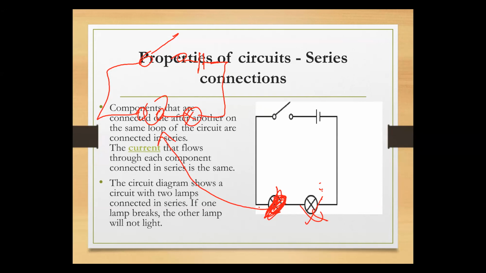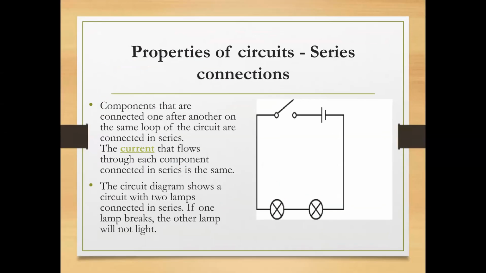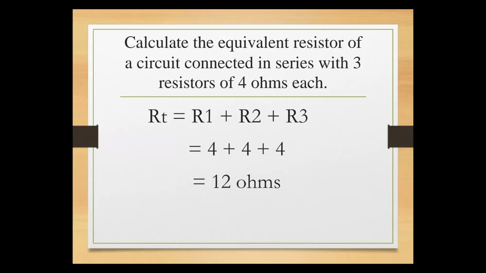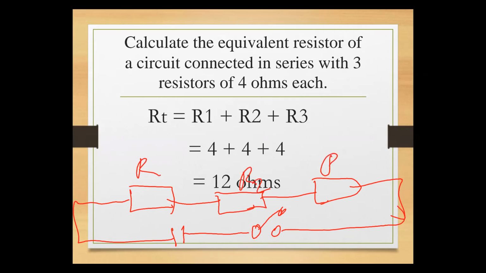So now, let's go to the next. Let's clear that. So now, calculate the equivalent resistance of a circuit connected in series with 3 resistors of 4 ohms each. What they are trying to say here is, consider a circuit where the resistances are like this, all 3 of them, connected in series, with the load like that, switch like that. They are saying these are R1, R2, R3.